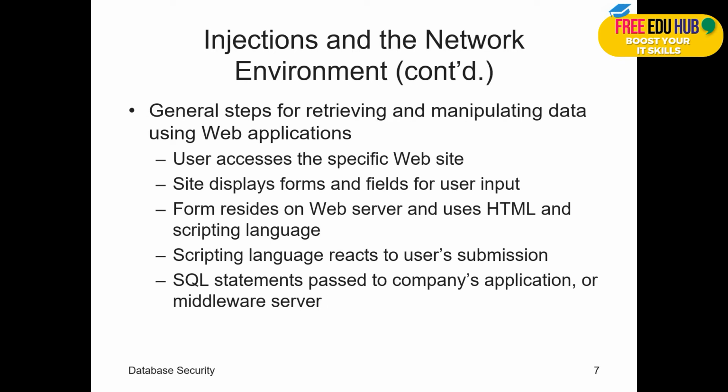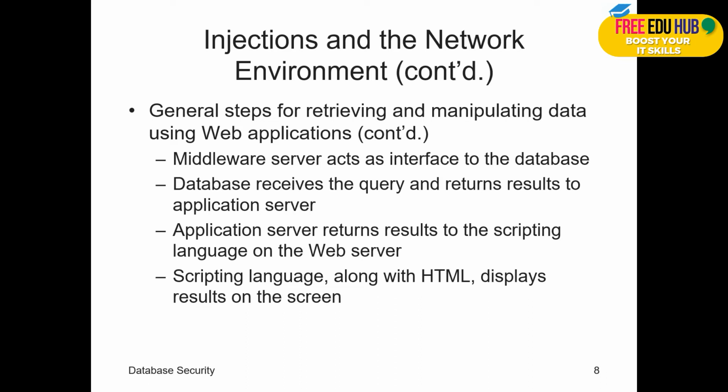Now, the general steps for retrieving and manipulating data in a web application are: the user accesses the specific website, and the site displays a form and fields for input. The form resides on the web server and uses HTML and a scripting language to reach the database to validate the credentials of the administrator or a local user account. The scripting language reacts to the user submission, determines which table to go to to verify the credentials, and then SQL statements are passed to the company's application or middleware server to know where it's getting the details from.